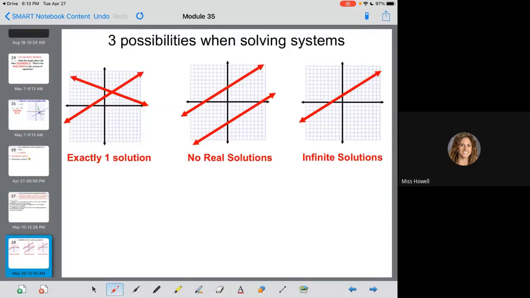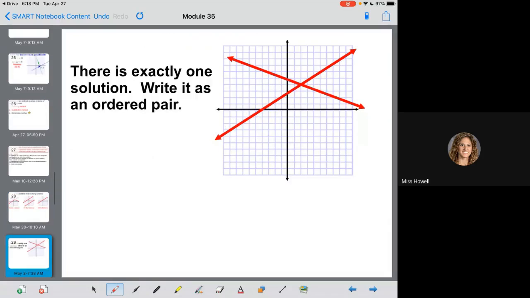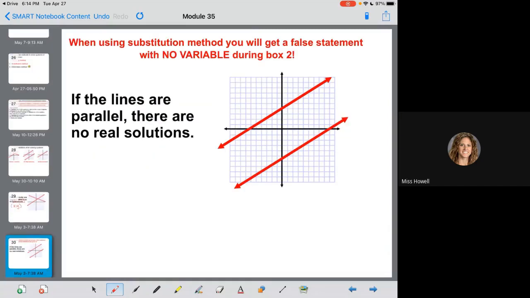Please remember there's three different things that could happen. I could end up with exactly one solution. That's what's going to happen the majority of the time. I end up with an ordered pair of an x comma y. I never get stuck in any of my boxes while I'm solving. I get to an x equals something and a y equals something, and I can check to make sure it's the proper solution. Option 2, though, I might have lines that are parallel.